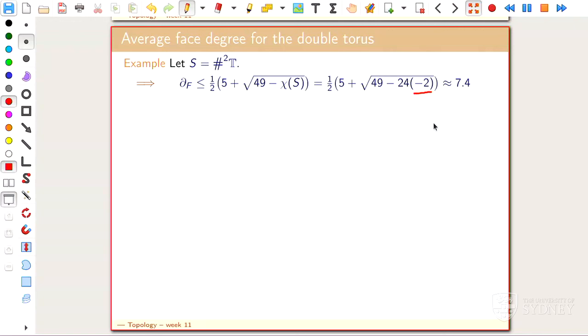And you can do that for any type of surface. The Euler characteristic will be different, but the only input here is the Euler characteristic. So this formula only depends on it. It's kind of nice, right? The formula only depends on the Euler characteristic of the surface, and you always get the same bound, 7.4.